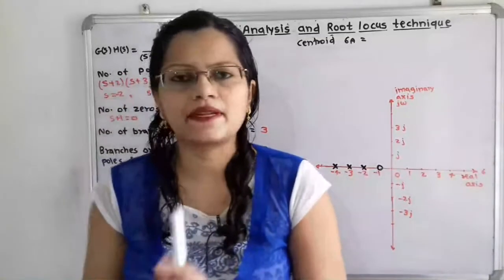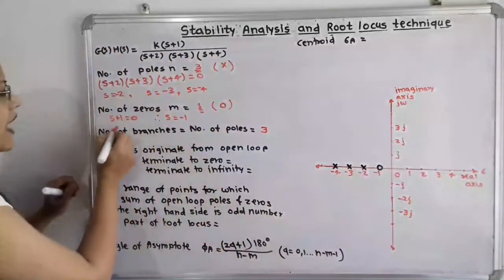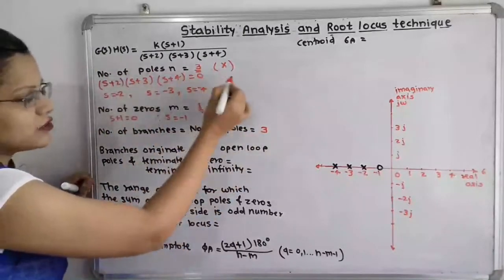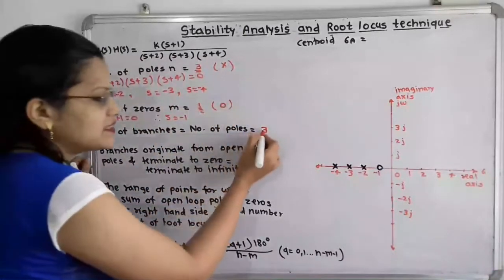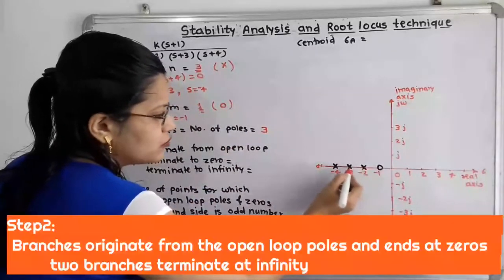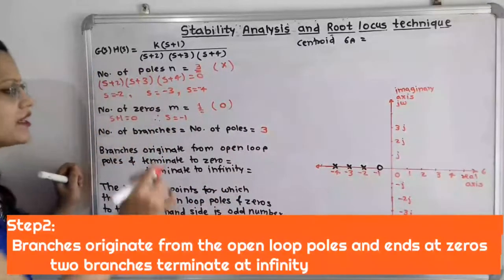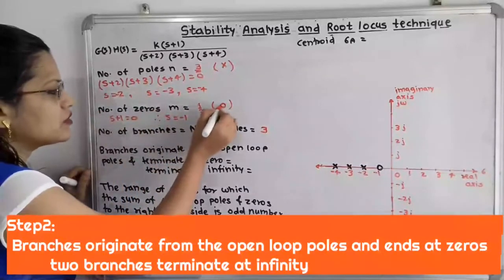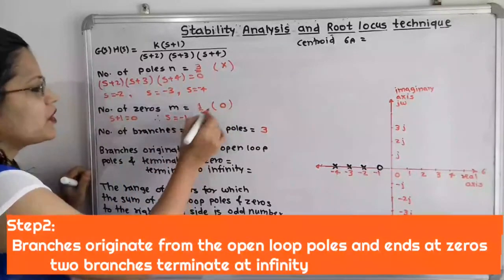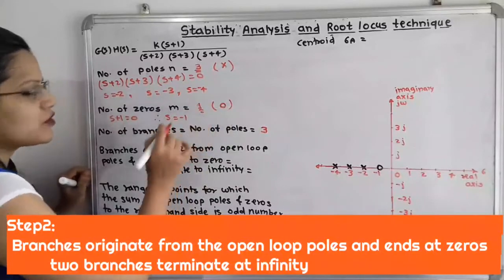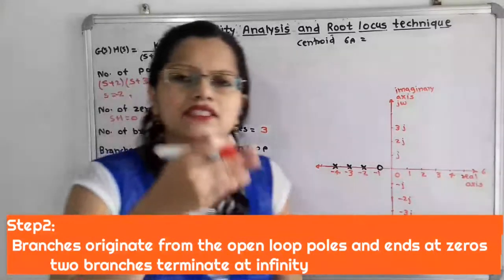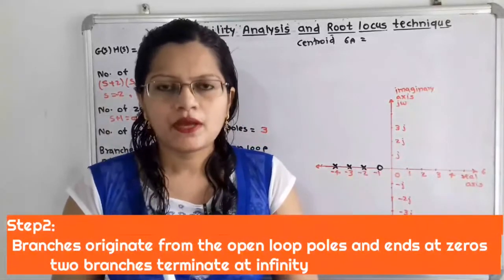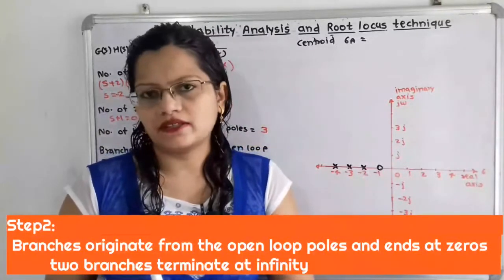But what is happening in this question? The total number of branches is 3 and the number of poles is also equal to 3. So branches start from these points -2, -3, -4, but end at open loop zeros. But here the number of zeros is only 1. So for this open loop zero, only one branch gets completed, or ends at this zero. But what about the other branches?